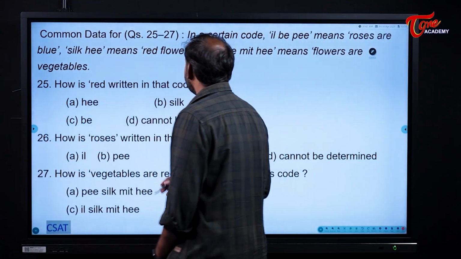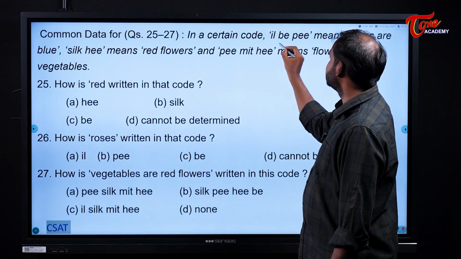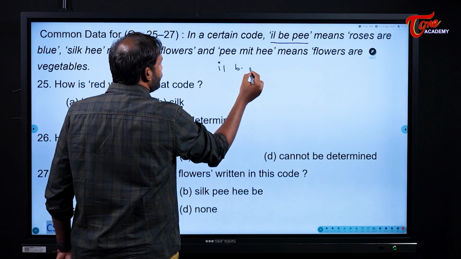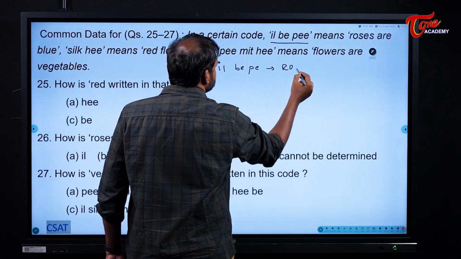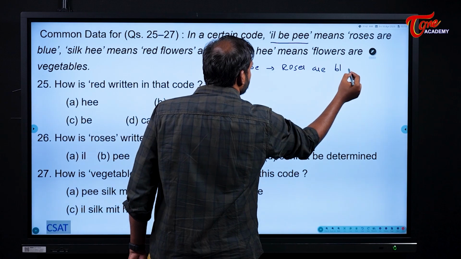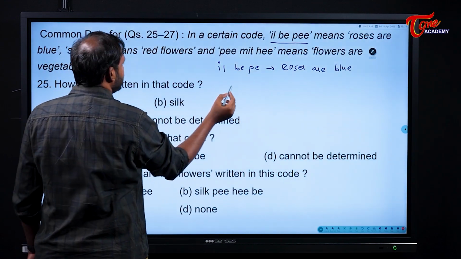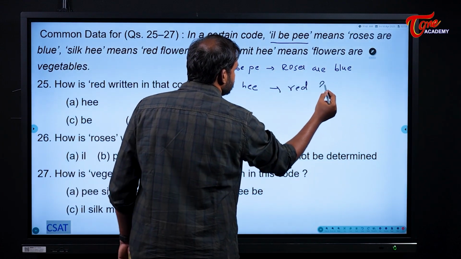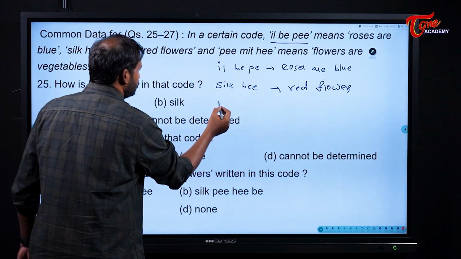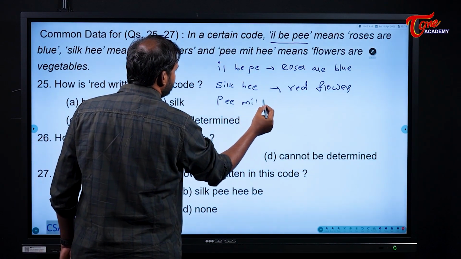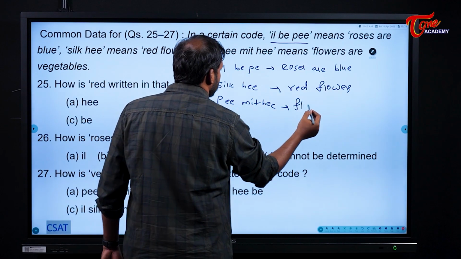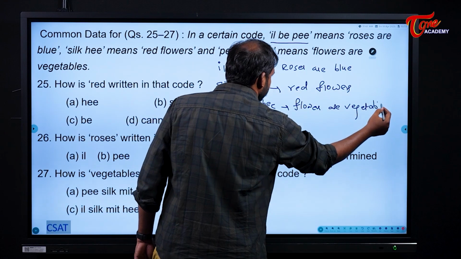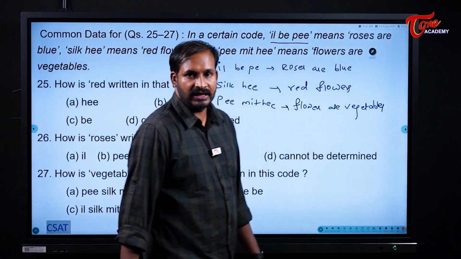Now see here, there is a common data for these questions. In a certain code language, IL BP means roses are blue. Next, silk he means red flowers. Next, MIT he means flowers are vegetables. Okay, this is the question they have given for us.